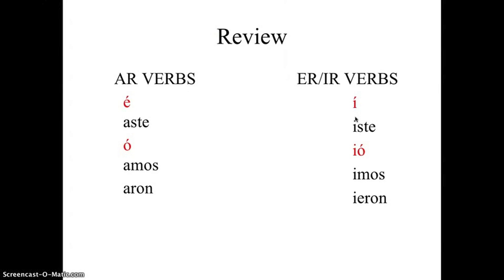Now, just to review, I have put the endings here. On the right-hand side, you will see the endings for ER and IR verbs. And on the left-hand side, you will see the endings for AR verbs. So for the AR verbs, we have aste, ó, amos, aron. For ER and IR, we have iste, ió, imos, ieron. Now, once you familiarize yourself with the endings for the three types of verbs, you will be able to conjugate almost any verb in the preterite tense.